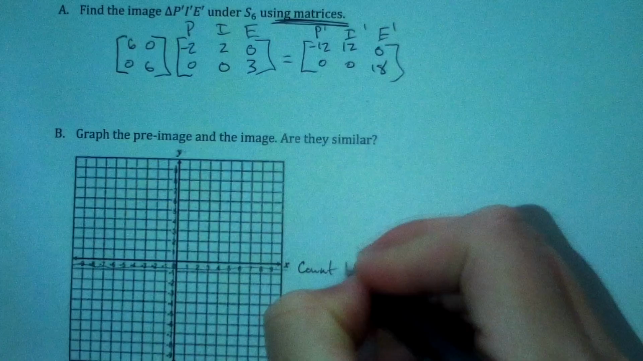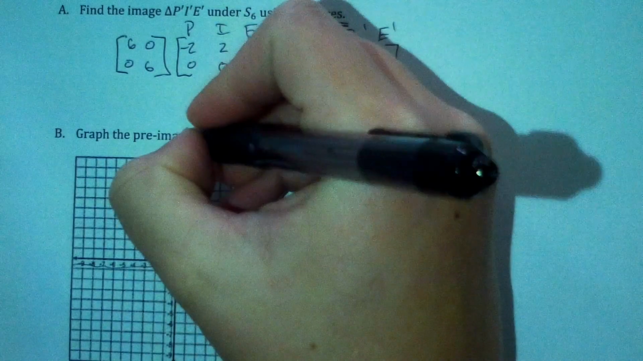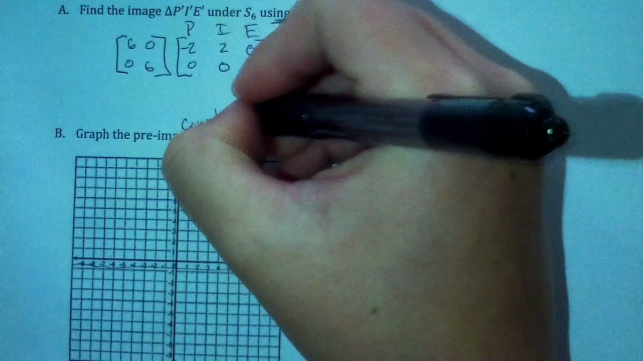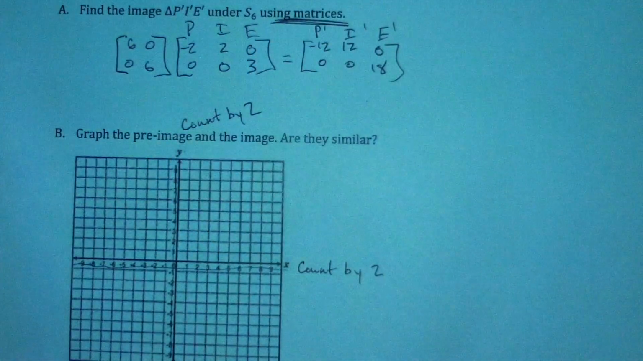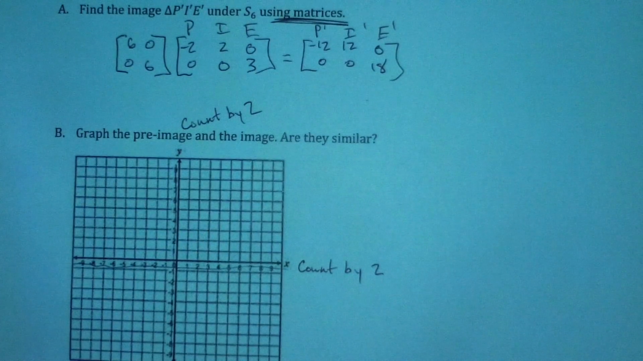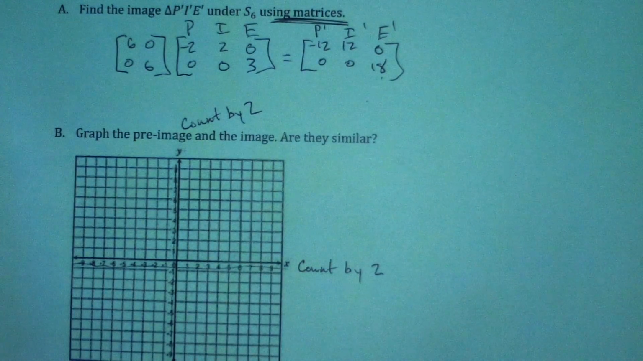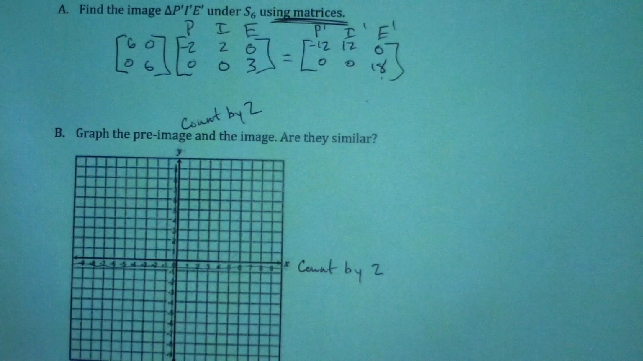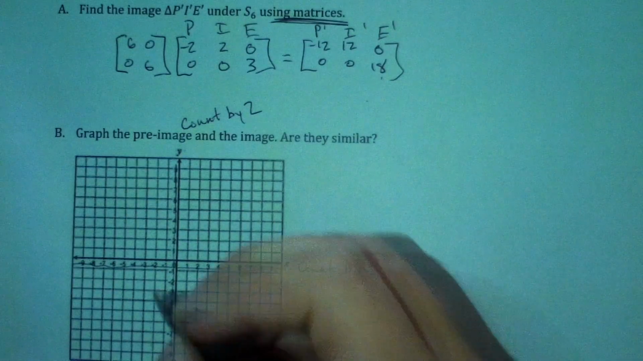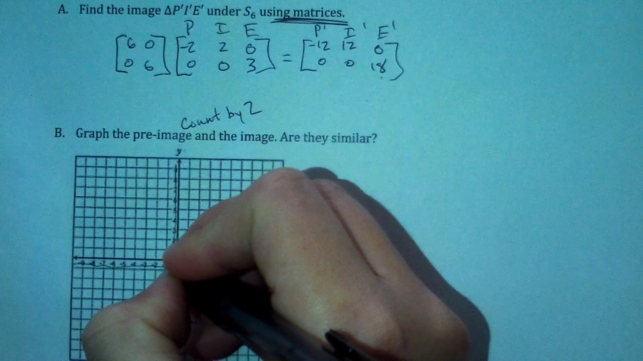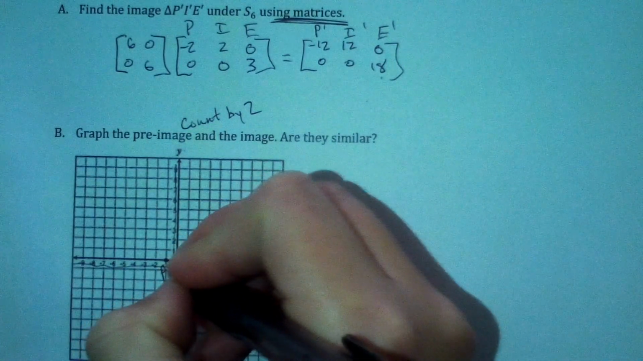And then graph the other one. So our other one, prime one, we've got -12, 0, so that would be out to the -6, counting by 2s. And that would be our P prime. Then 12, 0 is I prime. And then 0, 18, so that'd be up to the 9, for E prime.